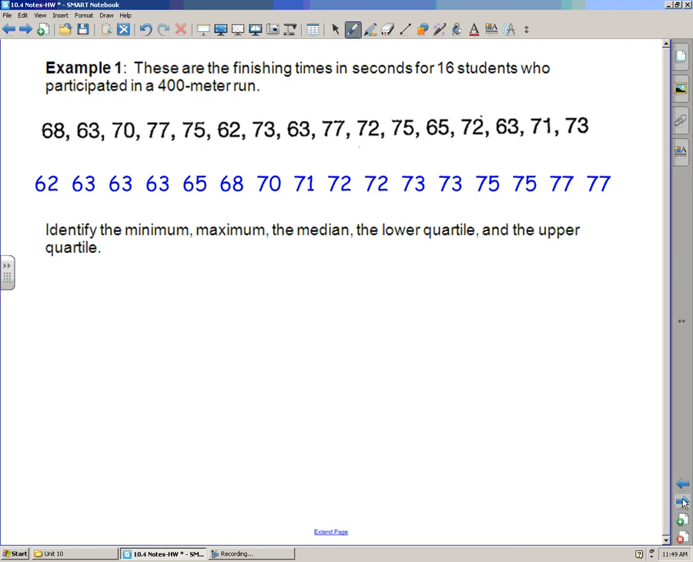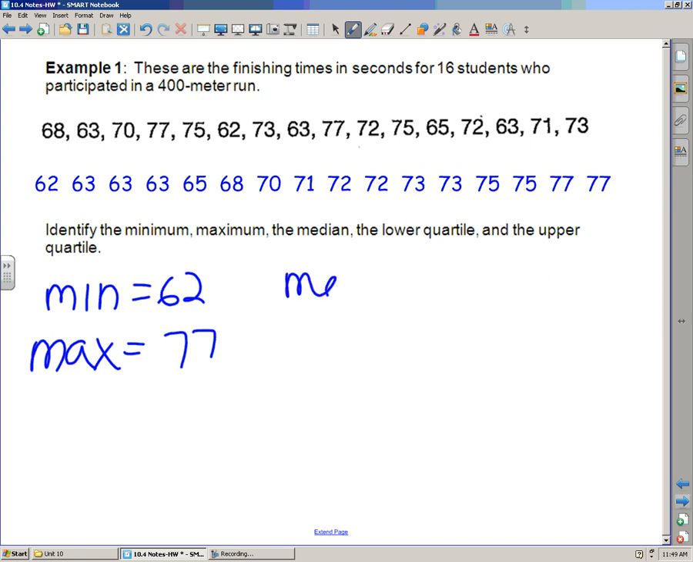Well, the min and the max should be very simple. The lowest value is 62. The highest value is 77. When we deal with the median, don't forget this is the same thing as quartile 2. We happen to have 16 kids. So if we take these kids and chop them in half, we're looking at 8 on either side of the median. So if I go up 8, 1, 2, 3, 4, 5, 6, 7, 8, the median happens to be right here. That number is not a number of the data set. That happens to be 71.5.